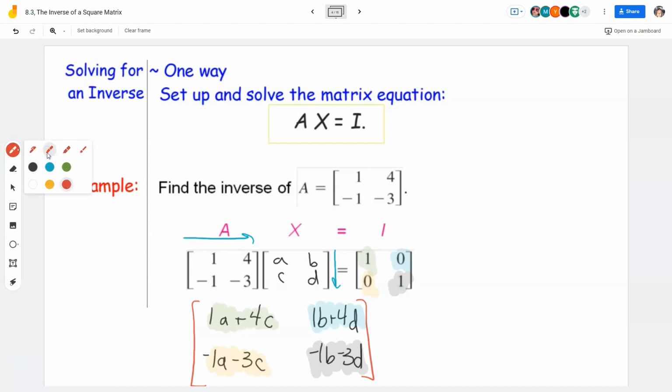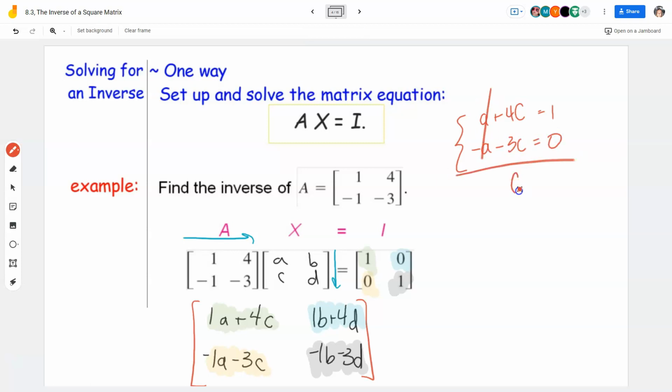Does anybody see chapter 7 screaming off the page? Systems of equations. Elimination. But wait, we're combining. We're not grouping like terms, but kind of. We're seeing what has to be true. Do you see any things with A's and C's? Yes. A plus 4C has to equal 1, and negative A minus 3C has to equal 0. So couldn't I say C has to equal 1?